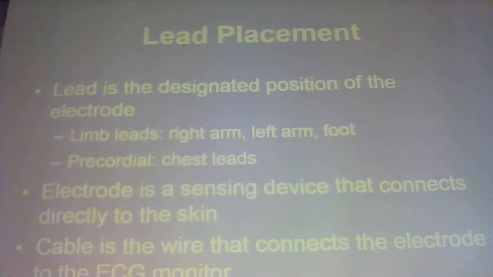All right, so remember that limb leads go on the limbs, right? And it doesn't matter where, you can go anywhere from the wrist to the shoulder, from the ankle to the hip, doesn't matter, as long as they're on the limbs. Precordial leads are different. They have very specific anatomical positions that you must use. So where does V1 go?